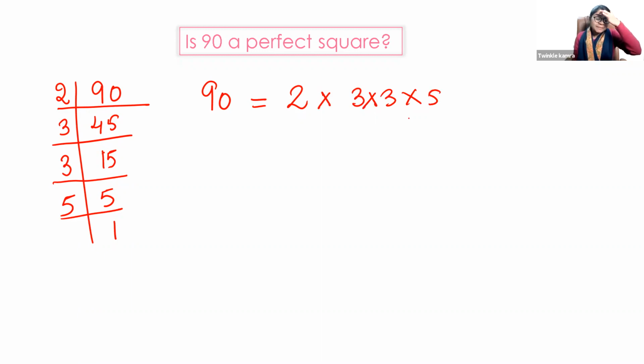We need to make pairs of same numbers. I can have this pair of 3s, but see, 2 is single and 5 is single. If I had one more 2 here, I could have a pair. If I had one more 5 here, I could have a pair. That means I cannot find the square root of 90 with this method. So this is not a perfect square.